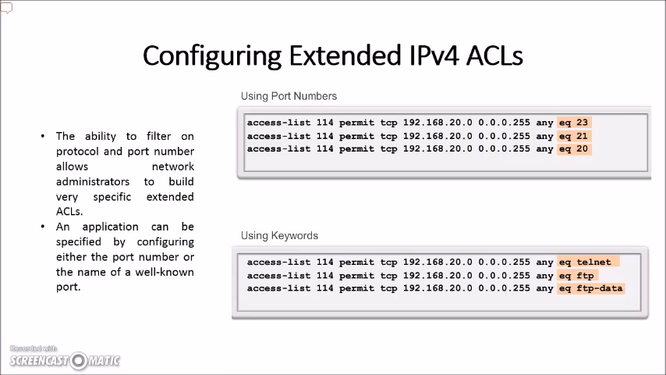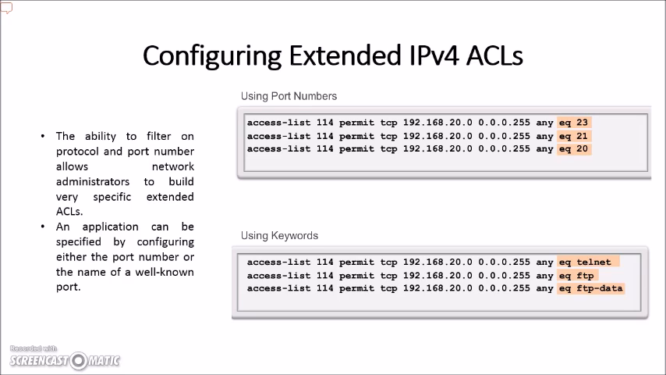Continuing, configuring an extended IPv4 ACL creates the ability to filter on protocol and port number, which allows network administrators to build very specific extended ACLs. An application can be specified by configuring either the port or the name of a well-known port.